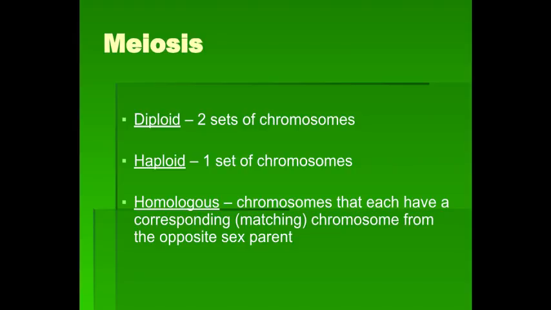So they're going to have the same type of information, even if mom or dad have different variations of that gene. Mom may have red hair, dad may have black hair, but those chromosomes are still going to match up as a homologous pair.